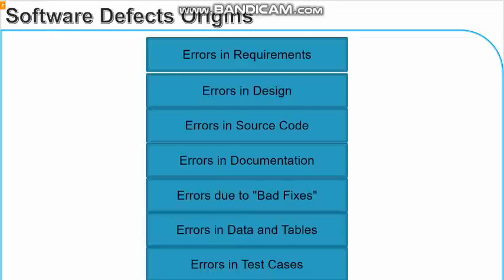Software defects origins. Number one is errors in requirements. Number two is error in design. Number three is error in source code. Number four is errors in documentation. Number 5 is errors due to bad fixes. Number 6 is errors in data and tables. Number 7 is errors in test cases.